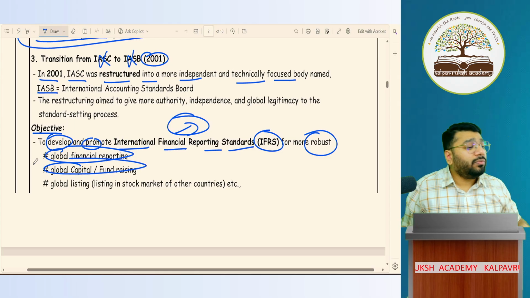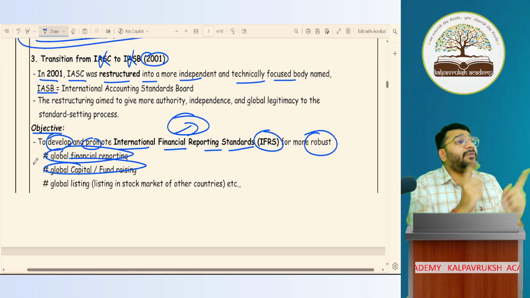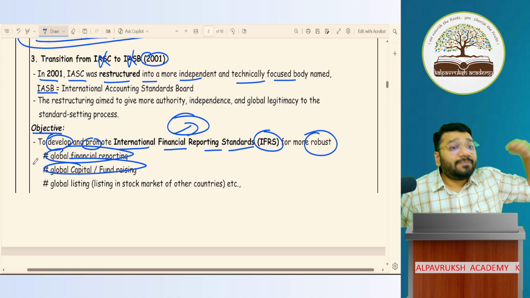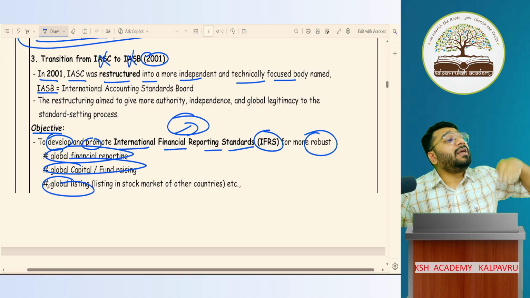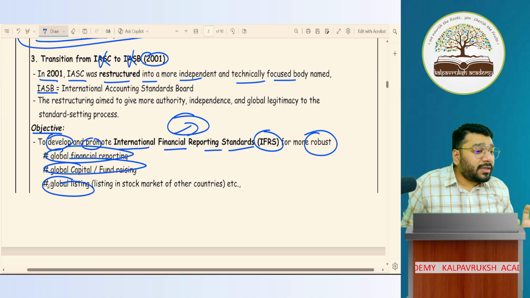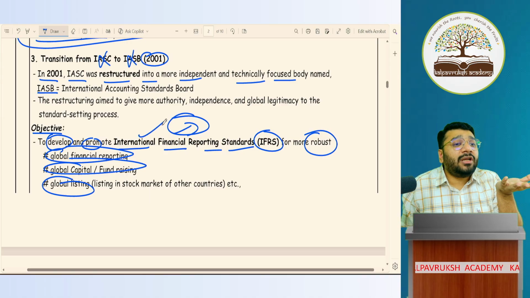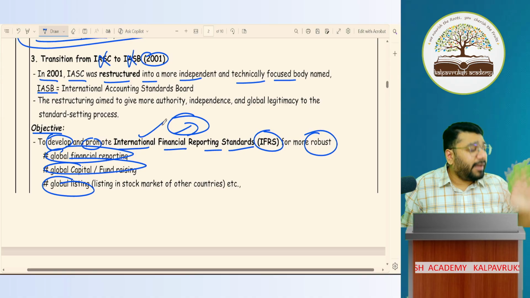And by this virtue, the funding and the flow of money between countries were much better when people adopted IFRS based financial reporting. Not just that, people were able to comfortably list their shares in the stock markets of other countries, because IFRS gave the kind of financial reporting where the financial statements were more understandable, more reliable, more comparable, and so on.